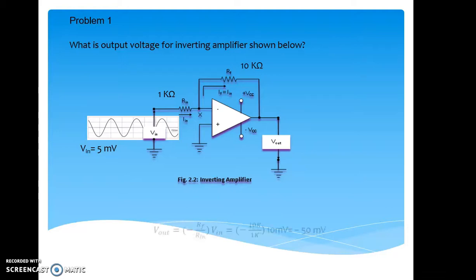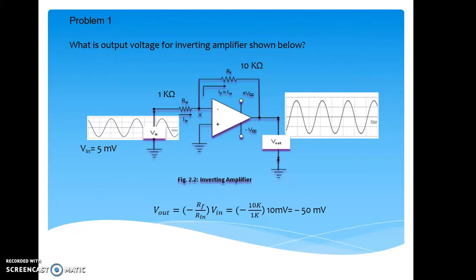So let us solve this problem. The output voltage is given by minus Rf upon R into V in. We know the values: Rf is 10 kilo ohm, R1 is 1 kilo ohm. The input is 5 millivolts, so it becomes 50 millivolts, and the output is increased. So you'll find that this input voltage gets amplified, but it gets inverted at the output. So that's the meaning of the negative sign here.